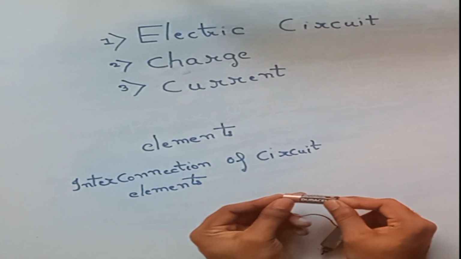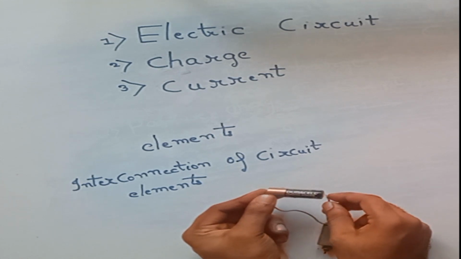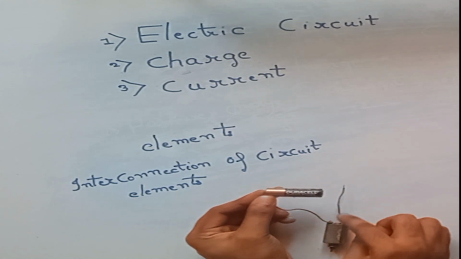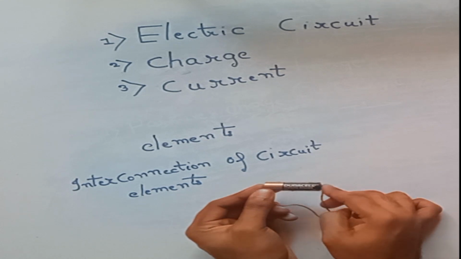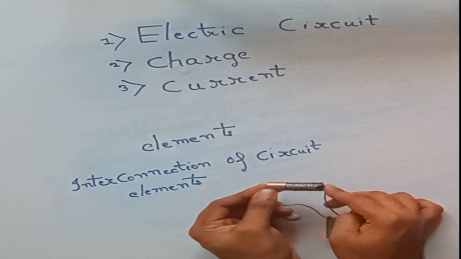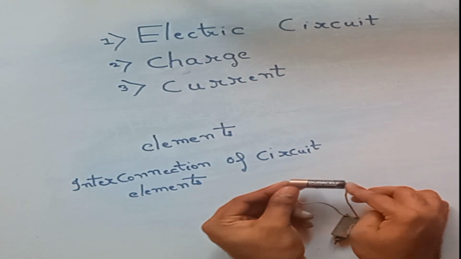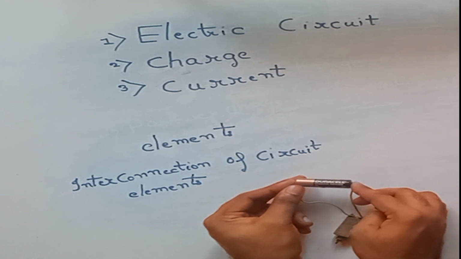This is a DC motor with wire. I connect a DC motor to a cell through the wire. There are three elements here: one cell, wire, and DC motor. Interconnection of elements is known as electric circuit. What is an electric circuit? This interconnection of circuit elements is known as electric circuit.